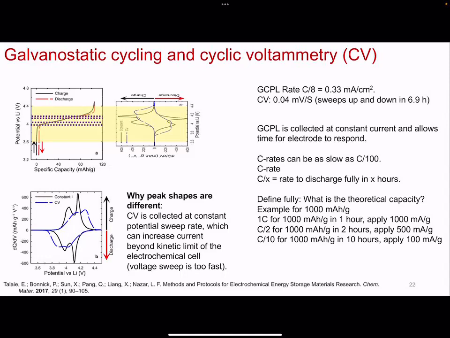I never want to go past that. So my 1C is how much of that, 135 milliamp hour per gram, I'm going to achieve in 1 hour. So you can rescale your entire discussion too, because now your theoretical capacity is half of that, because that's what you're targeting. So communicating all that is key.